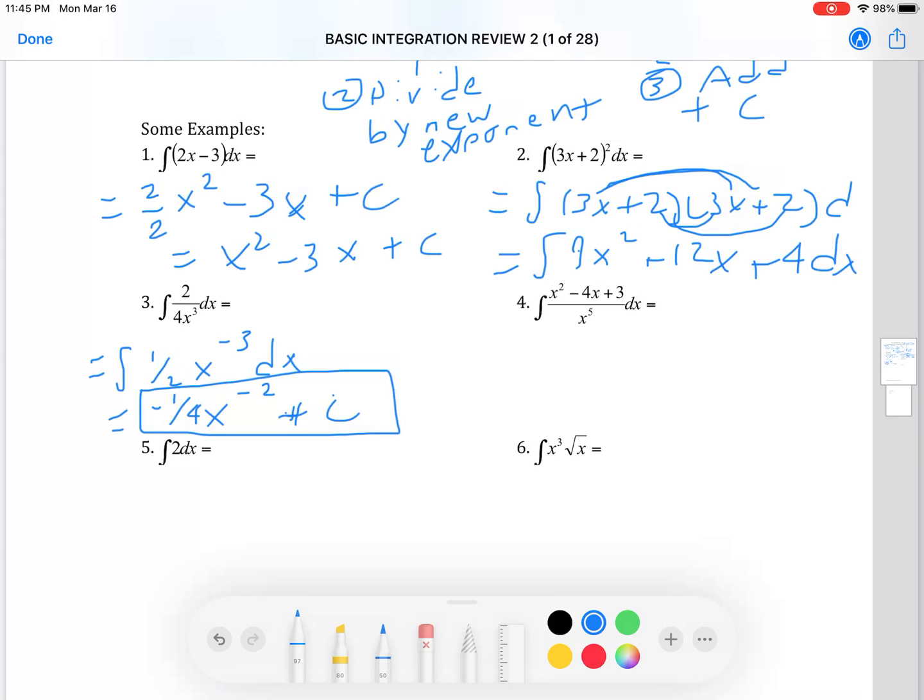Always make sure that you are including the dx. And then now we can take this antiderivative. So we get x cubed. 3 times 3 is 9. 6 times 2 is 12. So we could reverse engineer this a little bit. Plus 4x plus c. And that kind of ran out of space a little bit.